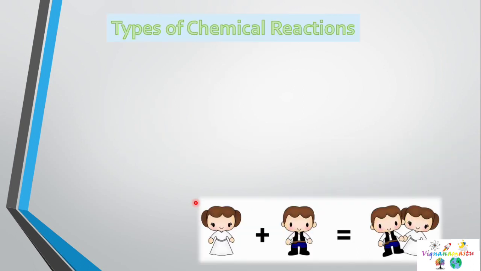Now let us move on to the topic types of chemical reactions. What do you see here? These both people are getting together and becoming one. They are getting combined. So in such reactions, first we are going to look at combination reaction, where more than one reactants get combined to become one single product. Let us look at an example.